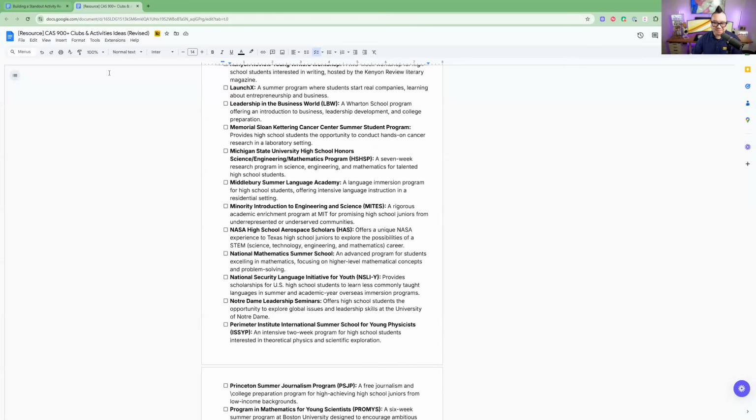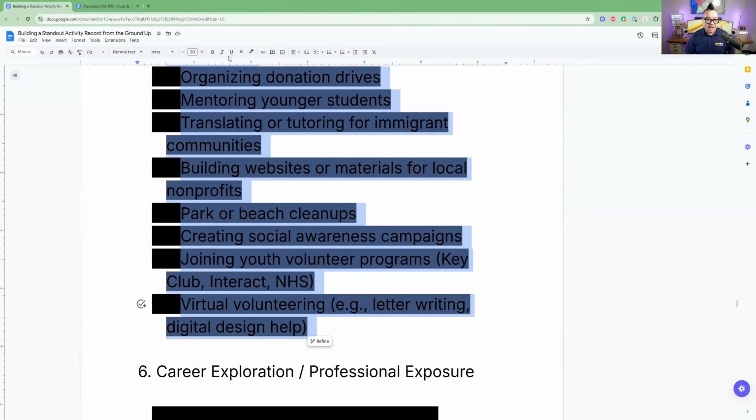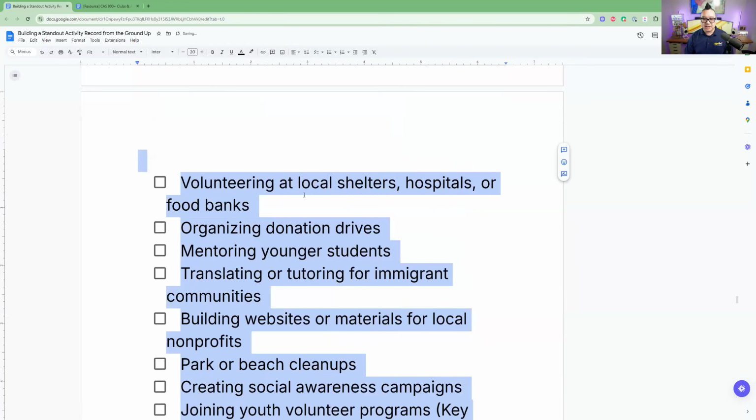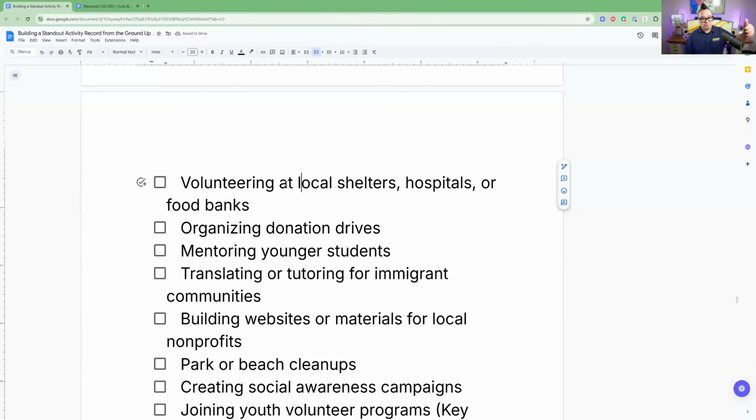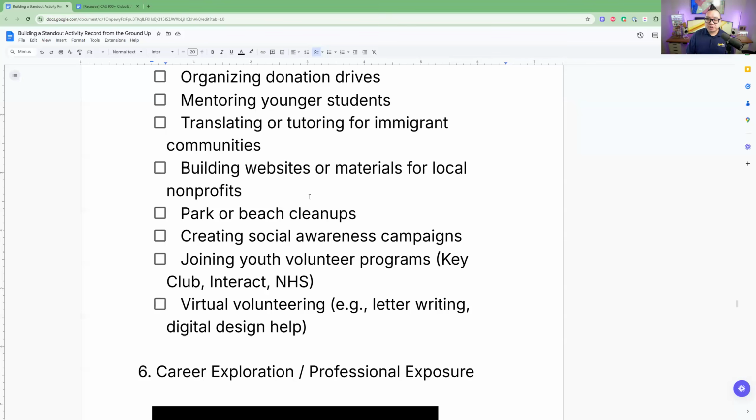So that's that. Next one, community service, for those who like volunteering. You can volunteer at shelters, hospitals, food banks, or donation drives, mentoring students, tutoring, building websites, park cleanups, social awareness campaigns, groups like NHS, Key Club, and virtual volunteering. This is something that a lot of our students have been doing the last few years, because we live in a world with technology now. You're not restricted by your physical area. Do things digitally and online.